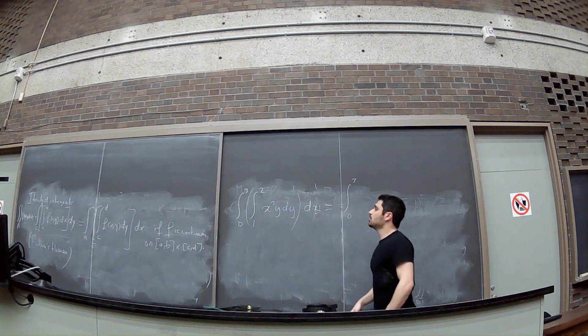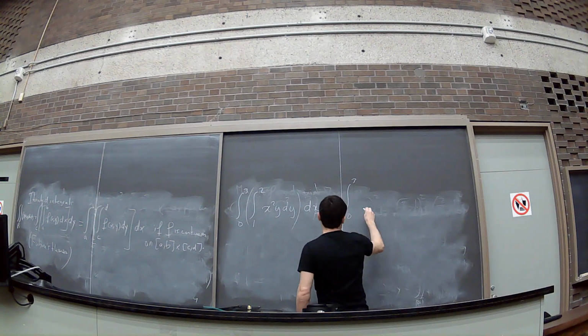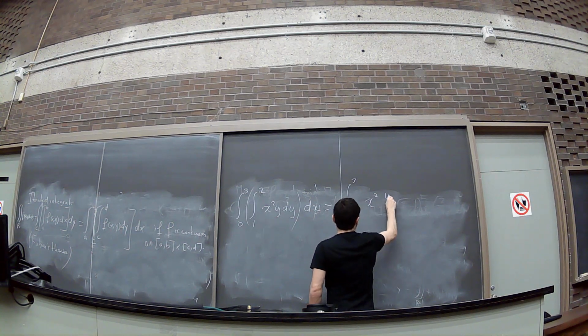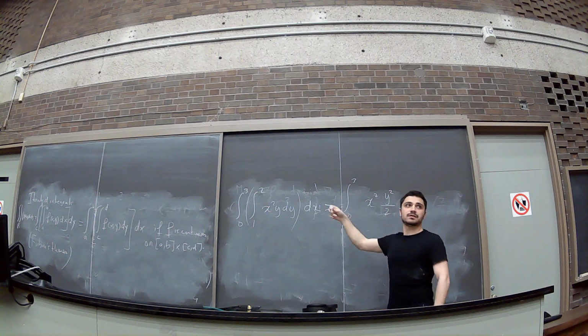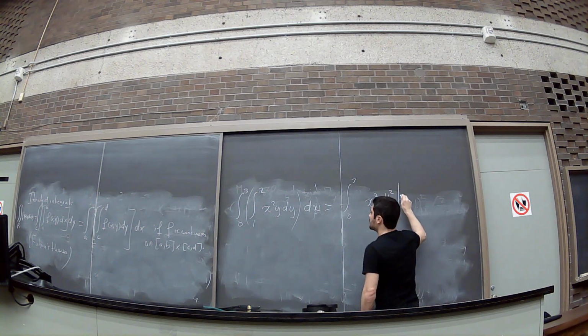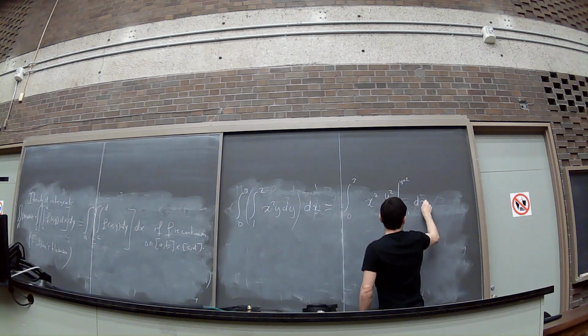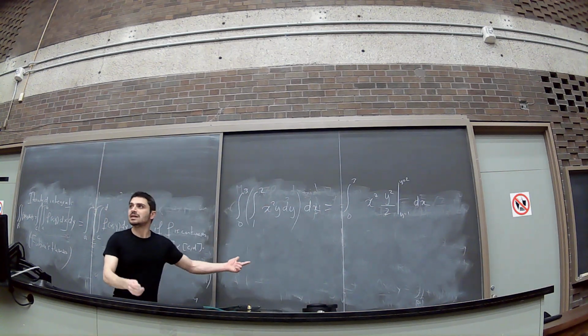So, how do I integrate x squared y from 1 to 2, given x is constant and y is varying? I take an antiderivative of x squared y, keeping x constant. So x squared, y squared over 2, right? The antiderivative of y is y squared over 2. And you evaluate this from y equal 2 to y equal 1, and you leave the x, right? Is that clear?